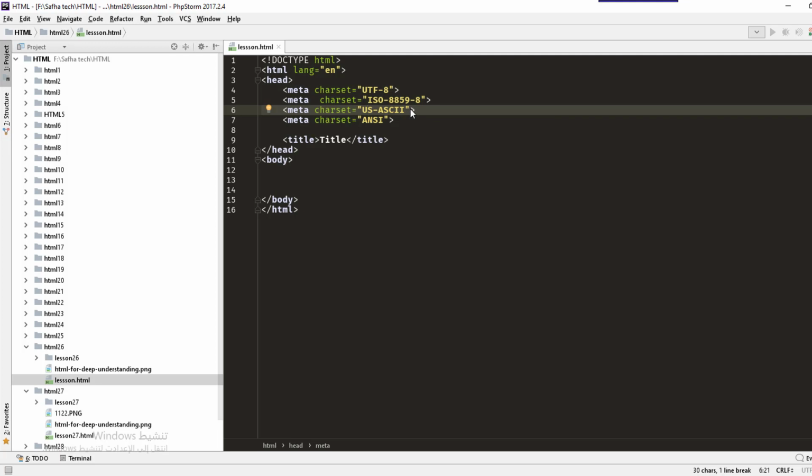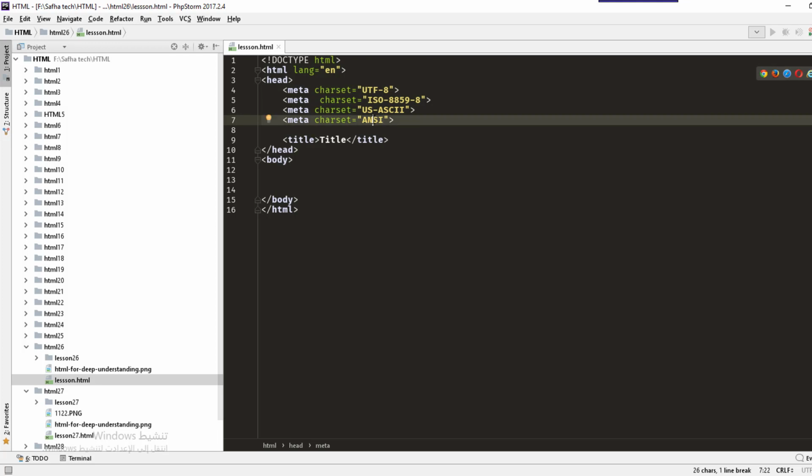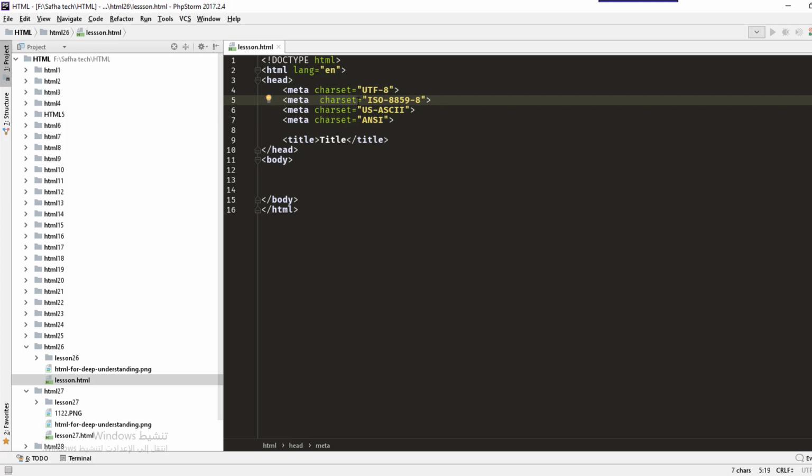The second, which is the ANSI, Windows-1252, was the original Windows character set with support for 256 different character codes. Number 3 is ISO, which was the default character set for HTML4. This character set also supports 256, I think, different character codes.